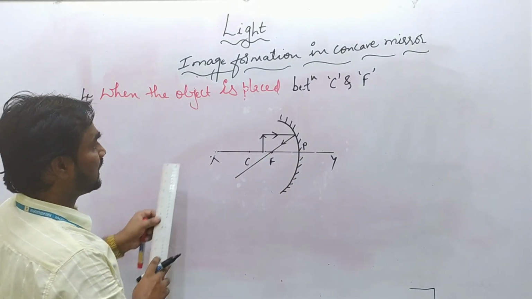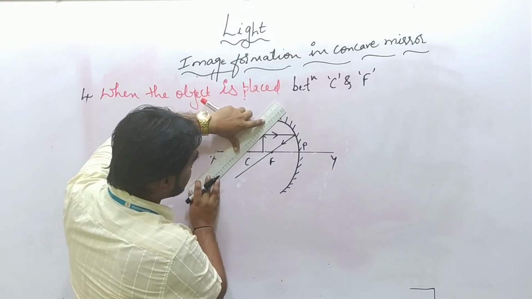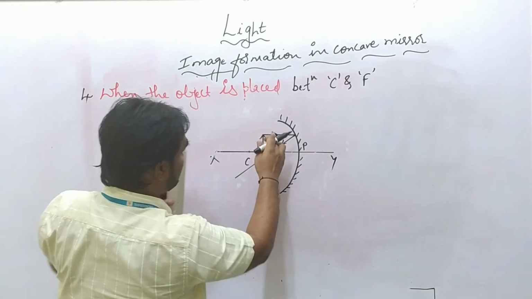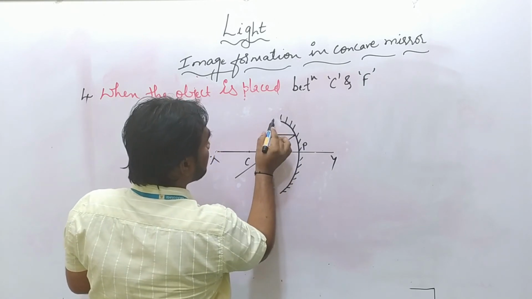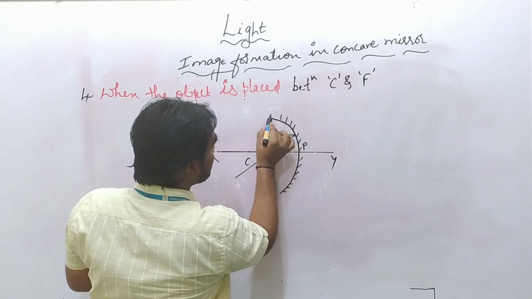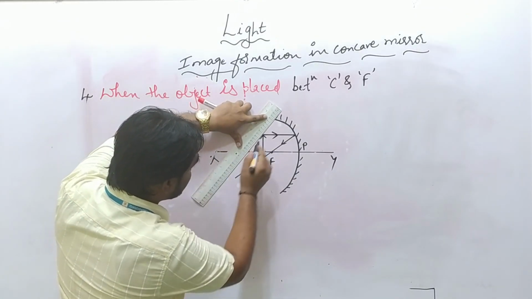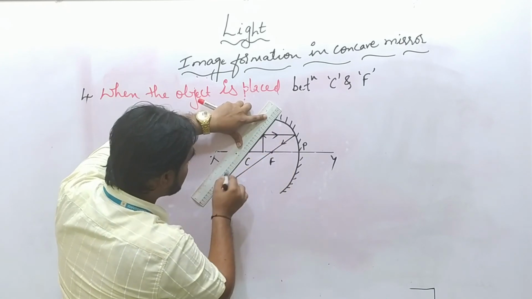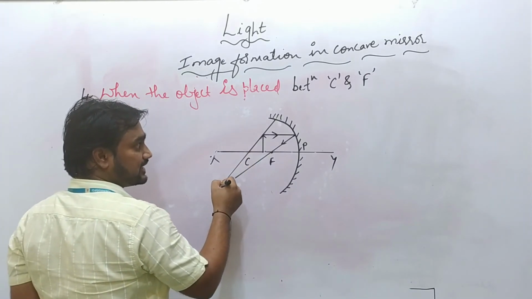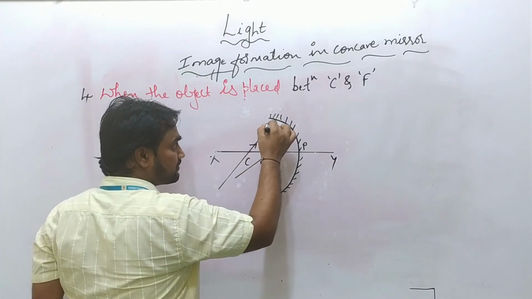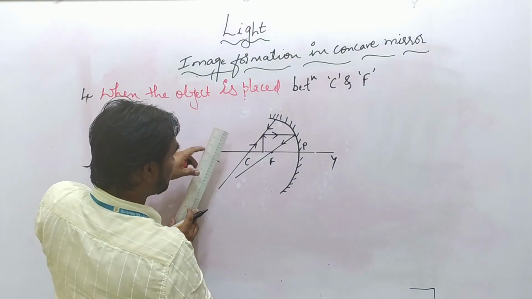Second point, I'll take the ray passing through the center of curvature. For that, I have to just increase this aperture. So when the incident ray is passing through the center of curvature, then it is reflected back along the same path.